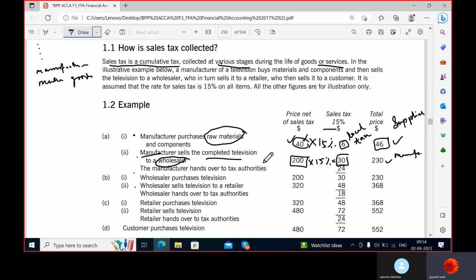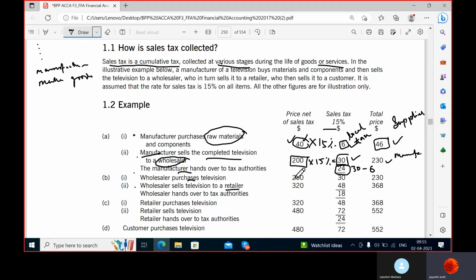Up to this level, we understand that the local tax authorities are to be paid a tax of $30. Now, $6 is already paid by the manufacturer's supplier side. So ultimately, the manufacturer will hand over to the tax authorities 30 minus 6, that is 24. So 24 is to be handed over to the tax authorities by the manufacturer, because 6 has already been paid by him.